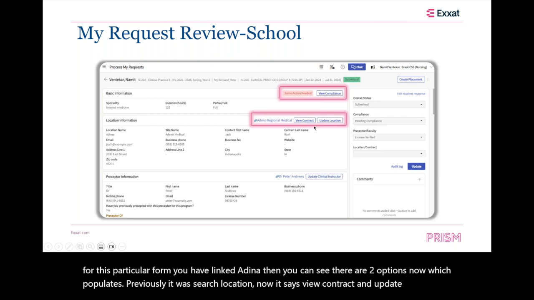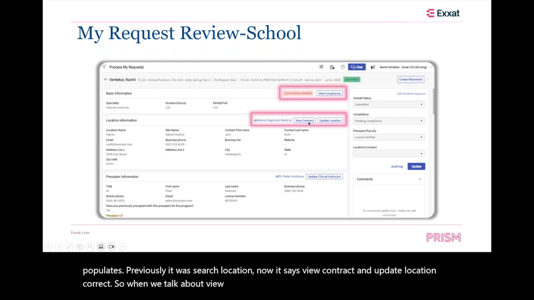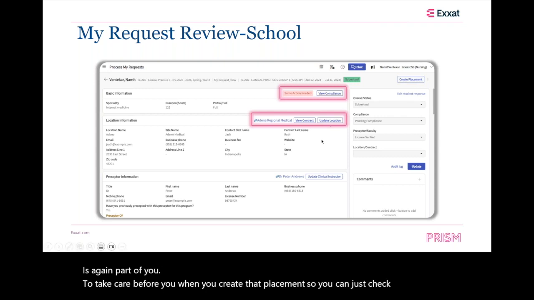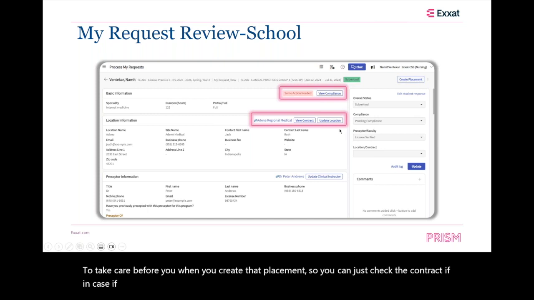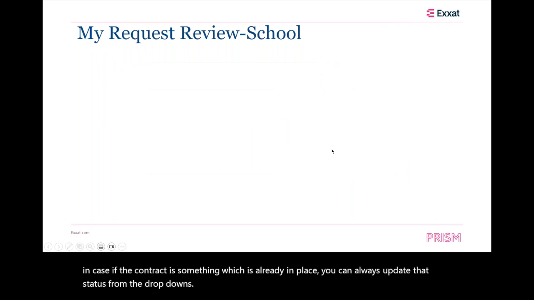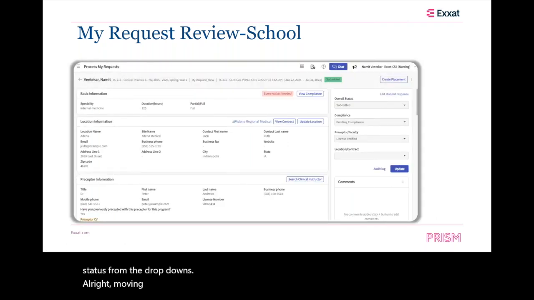Correct. So when we talk about view contract, this is something you need to take care of even before you create that placement. So you can just check the contract. If the contract is already in place, you can always update that status from the drop downs. All right. Moving into the next bit, that is the preceptor information.